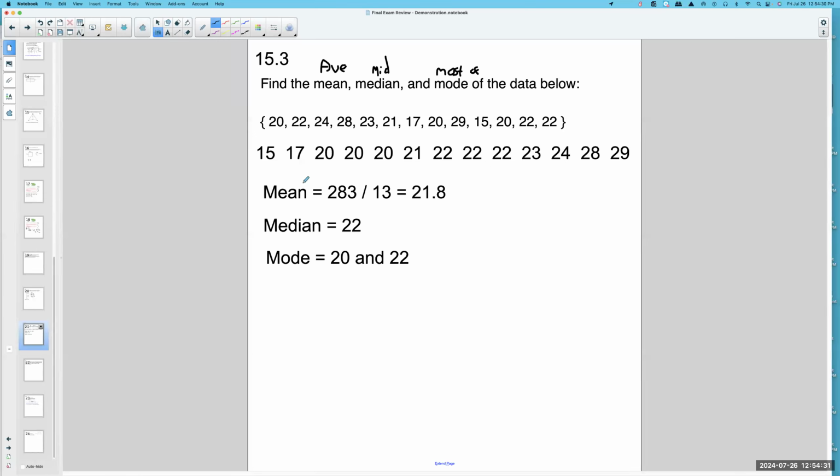Now I might have no mode. If everything was here one time, there's no mode at all because everything's just there once. I could have one mode or I can have multiple modes. You just list them if there's more than one.